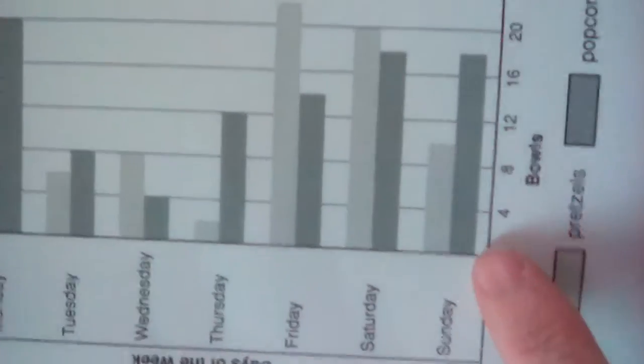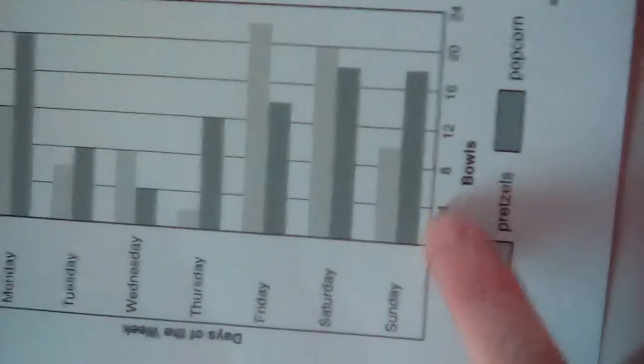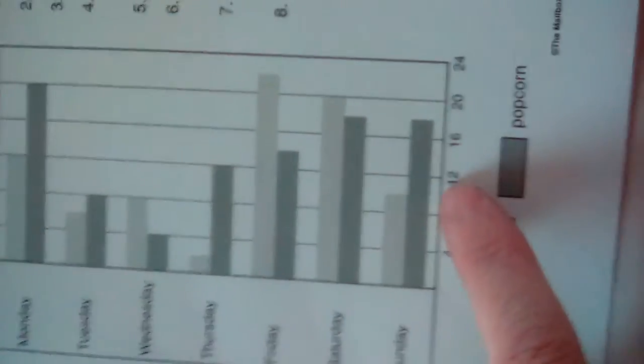That's how you're going to figure this out. Number 3: how many bowls of pretzels were there on Thursday? Here we have Thursday, and again, it's halfway in between 0 and 4. Half of 4 would be 2. It looks like only 2 bowls of pretzels were eaten on Thursday. The halfway marks are counting by 2: this would be 2, then 4, then 6, 8, 10, 12. Use this to answer the questions, and if you have any problems with it, you can always ask me.